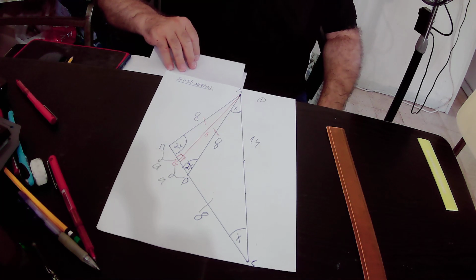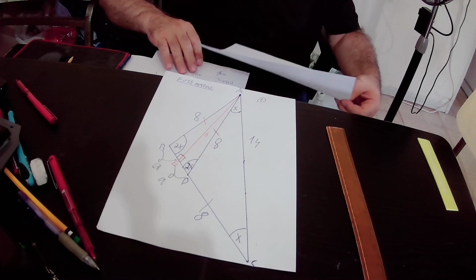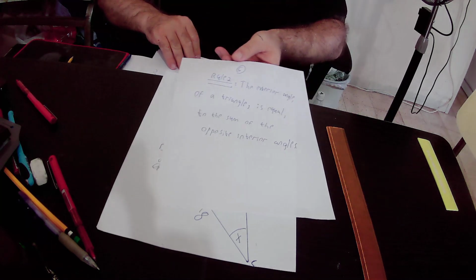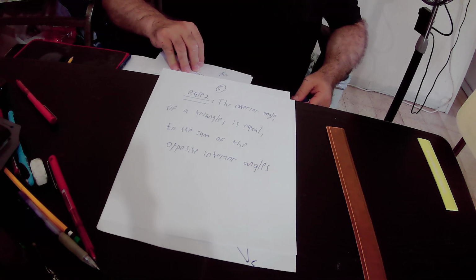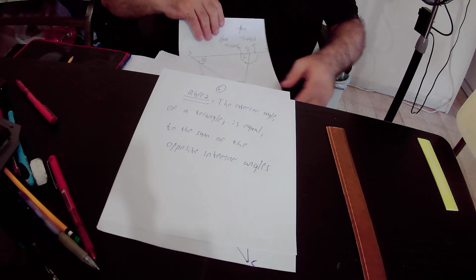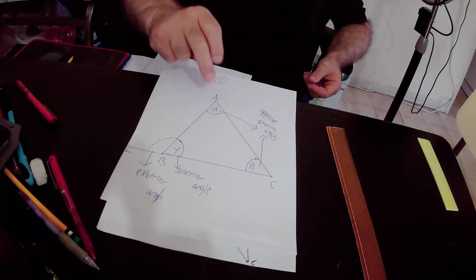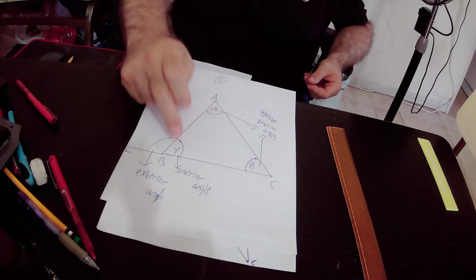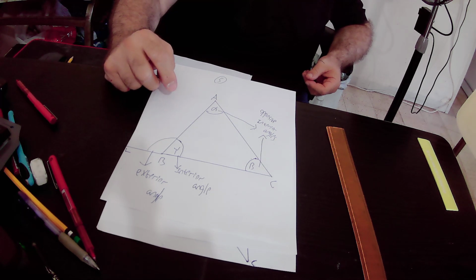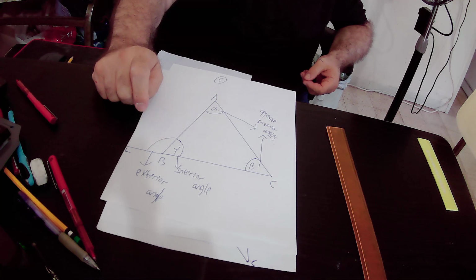And we have rule number 2, that states that the exterior angle of a triangle is equal to the sum of the opposite interior angles. So here, in triangle ABC we have three interior angles that are alpha, beta and gamma, and angle ABL is the exterior angle of triangle ABC.